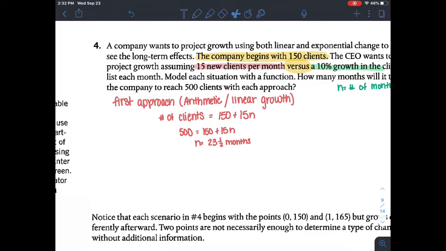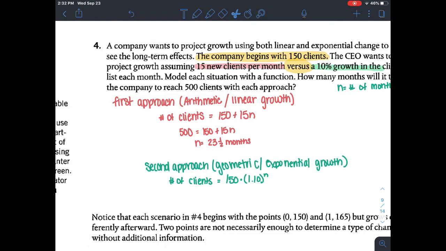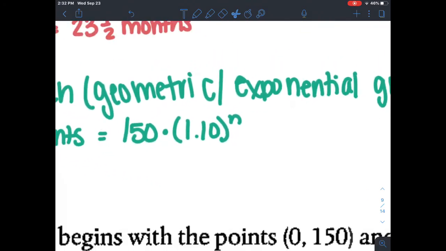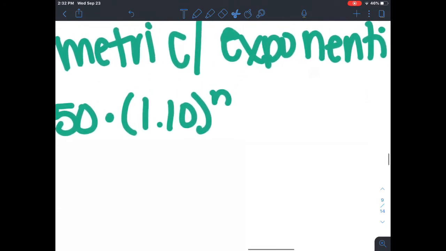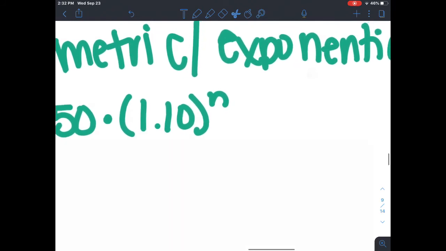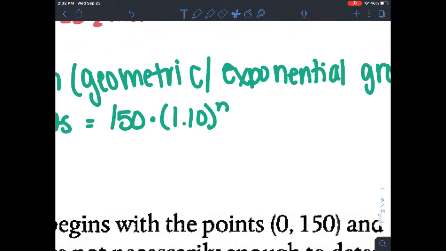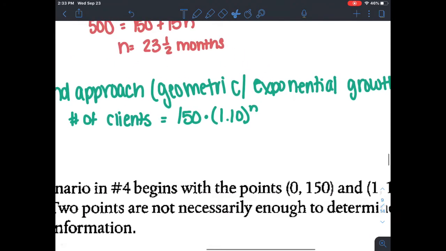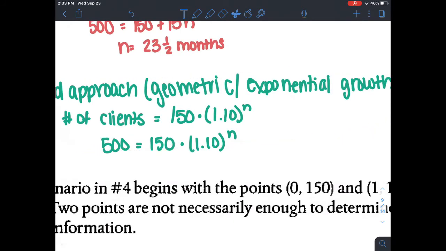Now with the second approach, 10% growth in clients each month will be geometric, as my rate of change is 1.10. So 10% is written as 0.1 or 0.10 as a decimal. And then remember back to the last section that we did, 1.10 is how we represent that as an increase of 10%. Okay, so then again, I'm going to plug in 500 for the number of clients and solve for N.